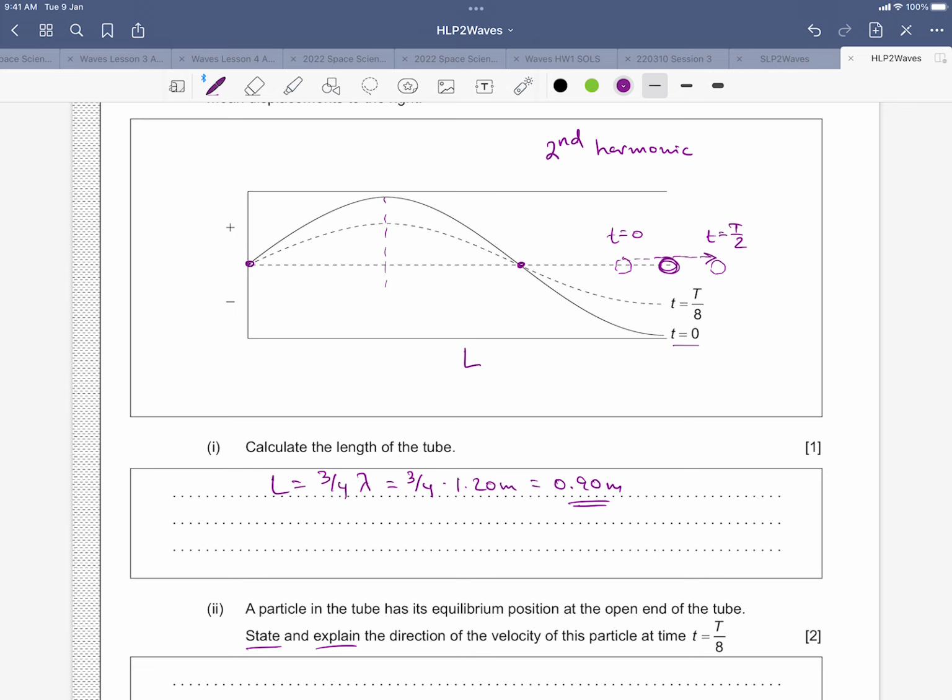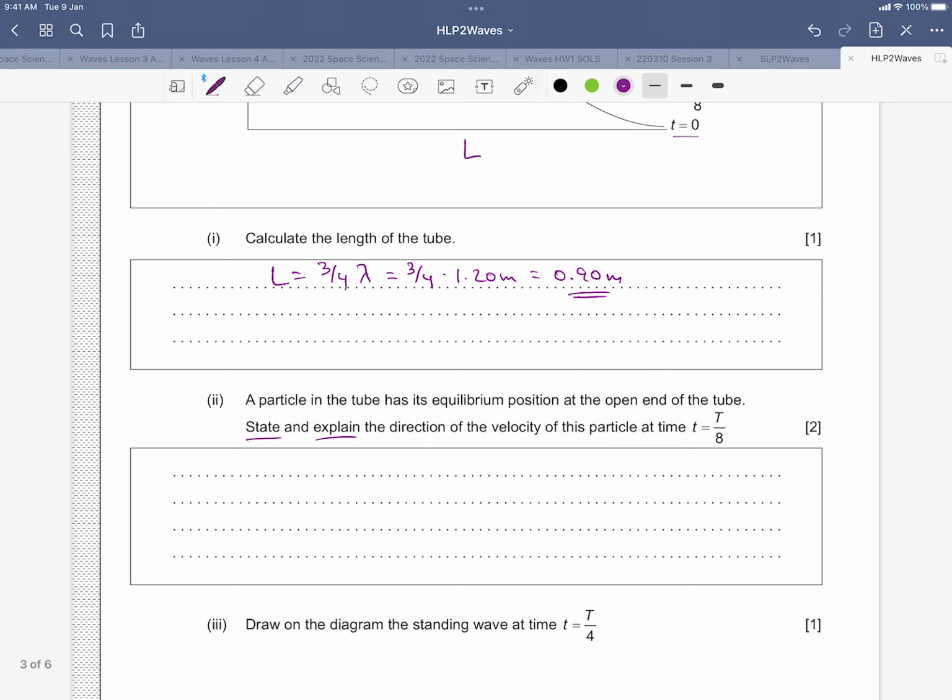So you can see that when time is 1/8 of a period, it's on its way over to the right. It still has a negative displacement, but it's moving to the right. So we can state that the velocity is to the right, and that's just a statement. You don't really need to explain anything. Well, yeah, sorry, you have to state it.